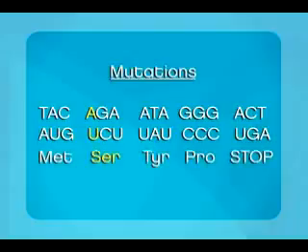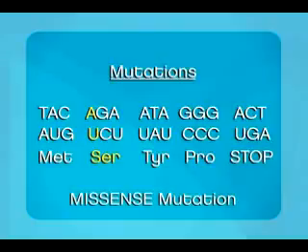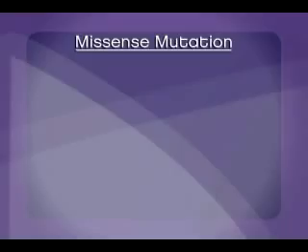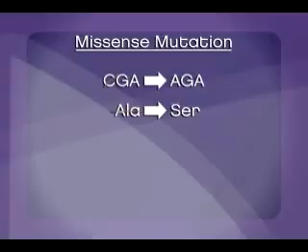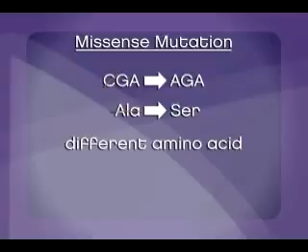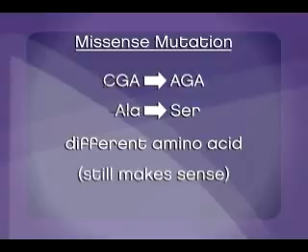This type of mutation is called a missense mutation, because in that mutant codon, there is a mistake protein being translated. So a missense mutation is when just one base has been changed, resulting in a codon for a different amino acid. Well, at least the codon is referring to an amino acid, so it still makes sense. It's just the wrong amino acid.